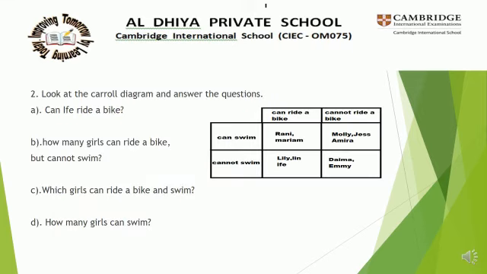Next we are going to see a Carroll diagram. Already they have given, but they are going to ask the questions from that. Now we are going to tell the answers from the Carroll diagram. Look at the Carroll diagram and answer the question. This is the table. Okay.